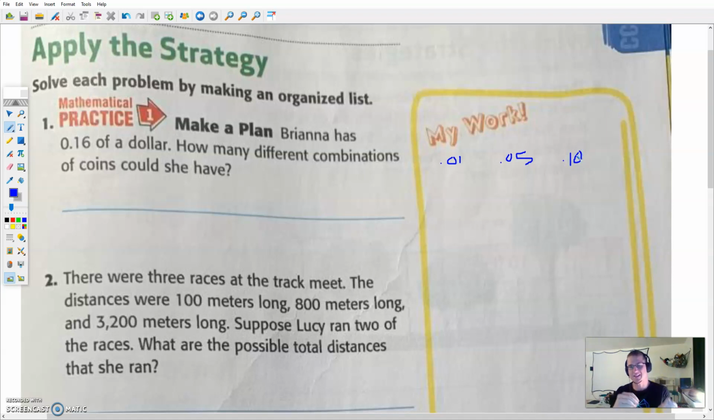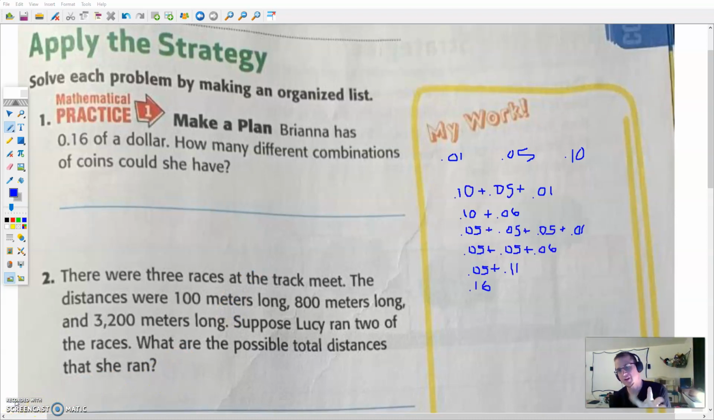So if she can have 16 cents, I've got to figure out all of the different ways I can make 16. So again, I'm just going to pause the video here and then make the list, and then we'll talk over the list when I'm done. So be right back. Alright, so take a look at that list there.